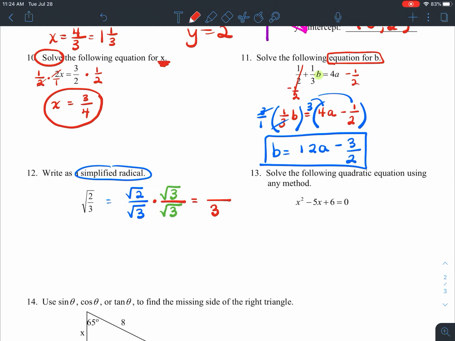Okay, now whatever you do to the denominator, you have to multiply the numerator by that exact same number. So I'm going to multiply the numerator by the square root of 3 as well, and that would give me the square root of 6 in the numerator. This would be a simplified radical.